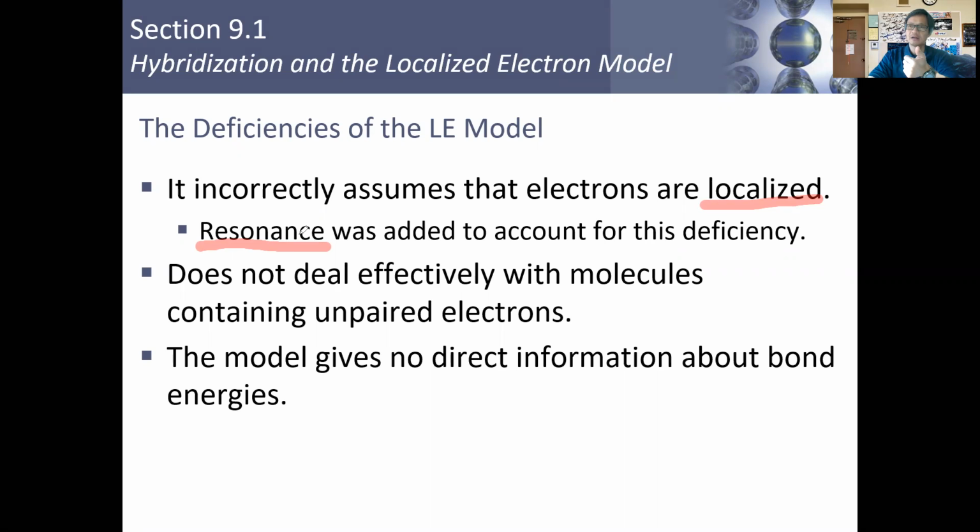There's the energetics of a bond itself, and why the bond even forms in the first place. Okay, and so it doesn't really help us. The localized electron model doesn't really help us understand why a bond forms in the first place. Okay? And so that's what we want to make sure we understand, and that's something that the localized electron model cannot do.